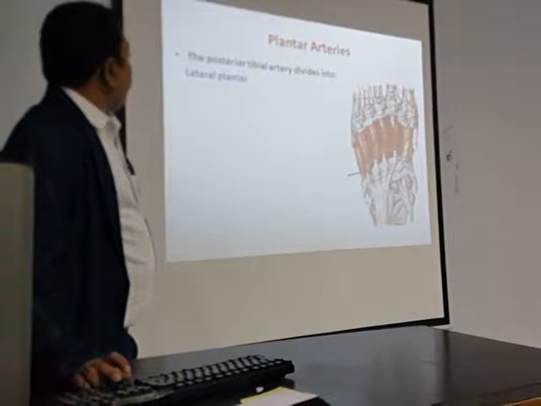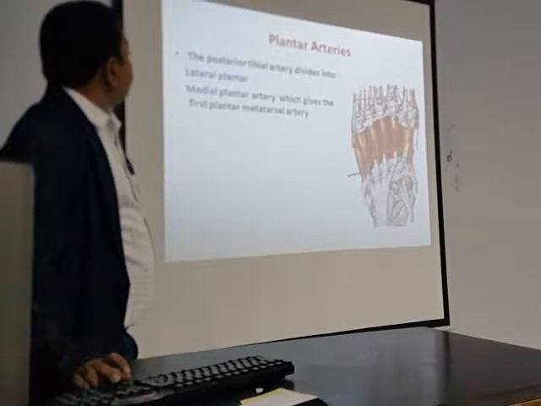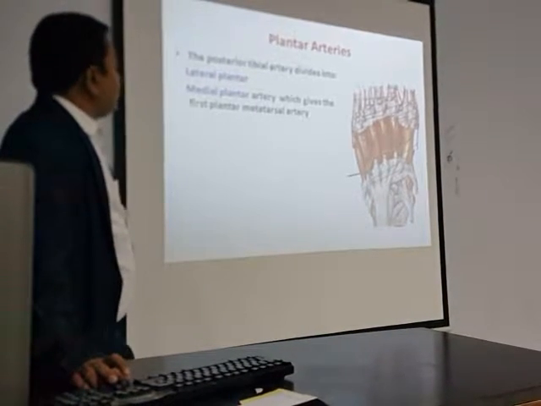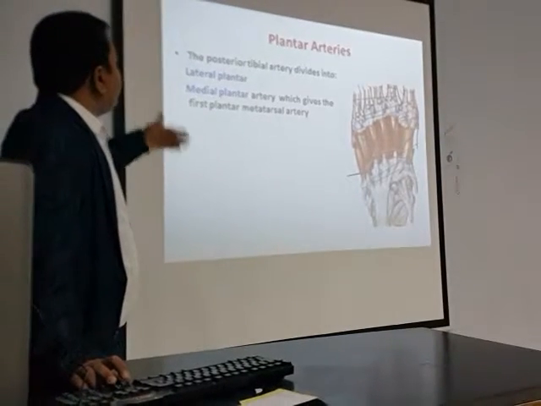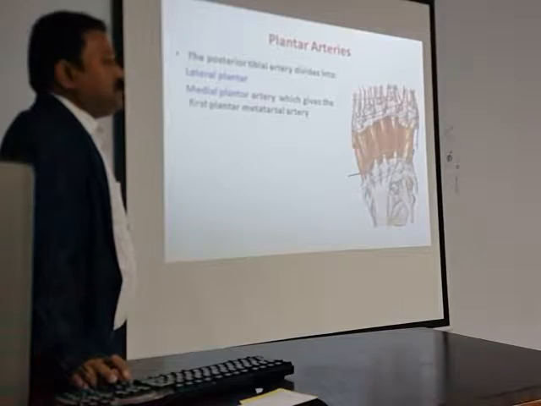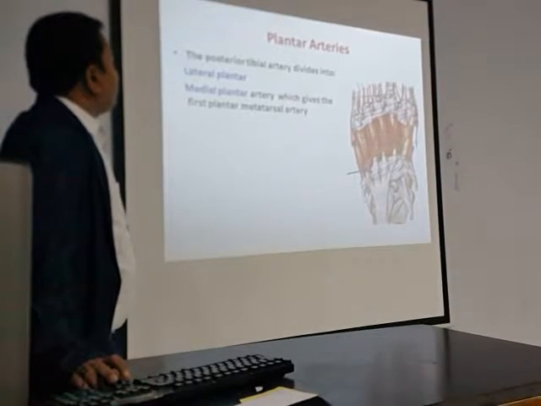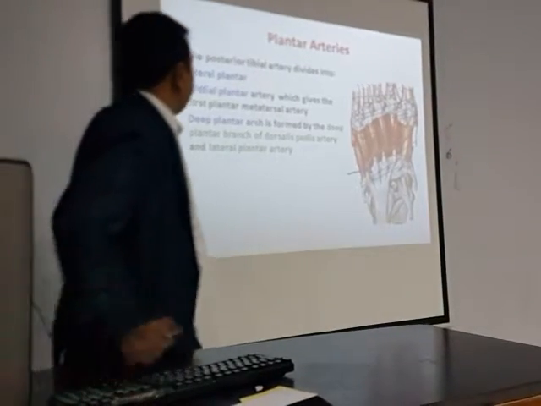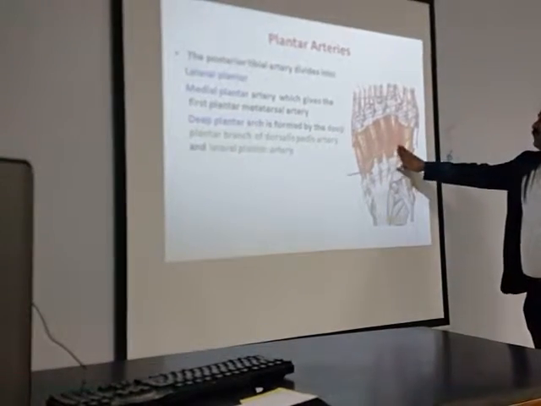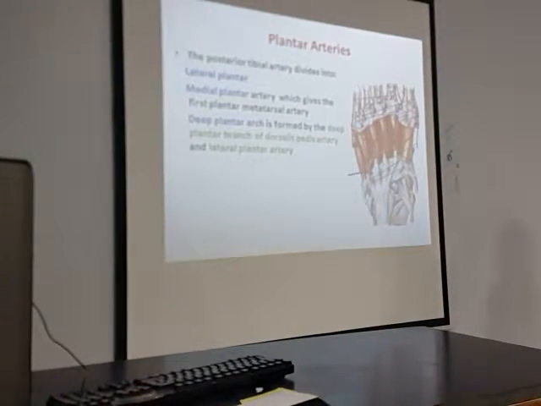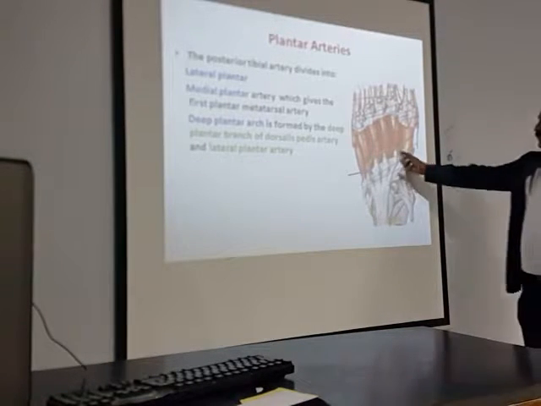The posterior tibial artery divides into the lateral plantar and the medial plantar artery, which gives rise to the first plantar metatarsal artery, okay, which forms the deep plantar arch. The deep plantar arch is formed by the dorsalis pedis artery and the lateral plantar artery, okay.